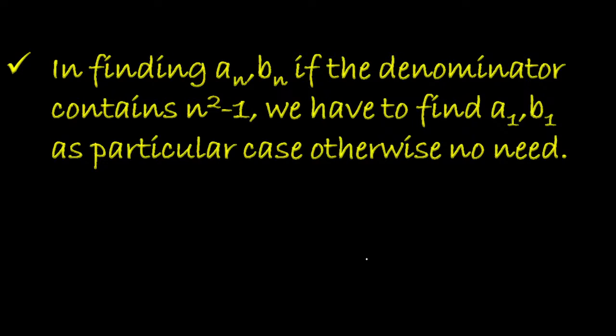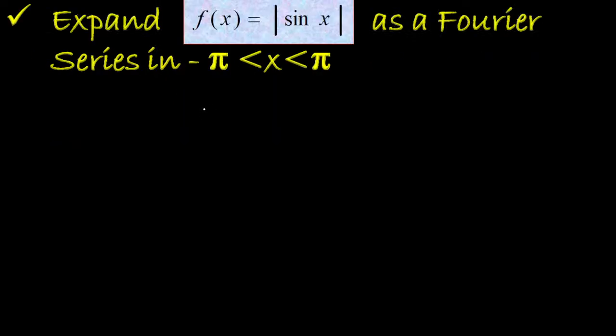Now, one more thing we have to remember while evaluating the trigonometric functions in Fourier series. In finding the Fourier coefficients a and b, the denominator consists of the term n square minus 1. So you go for the particular case, that is you have to calculate the values of a1 or b1 as a particular case, and otherwise there is no need of calculating this. Okay, so this occurs only in case of evaluating the trigonometric functions. Okay, now let me enter into the problem.